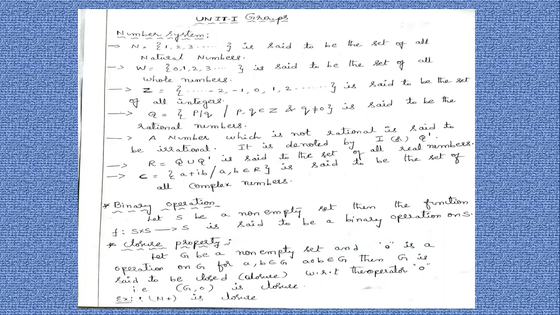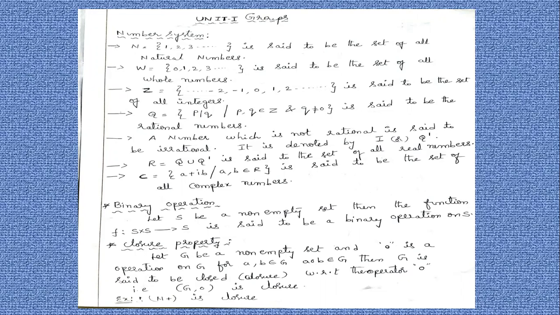First of all, we are discussing the number systems. N equals the set {1, 2, 3, and so on} is said to be the set of all natural numbers. We denote natural numbers by N. Next are whole numbers, denoted by W, which equals {0, 1, 2, 3, and so on}, the set of all whole numbers. In natural numbers, 0 is not there. In whole numbers, we take 0 to infinity.